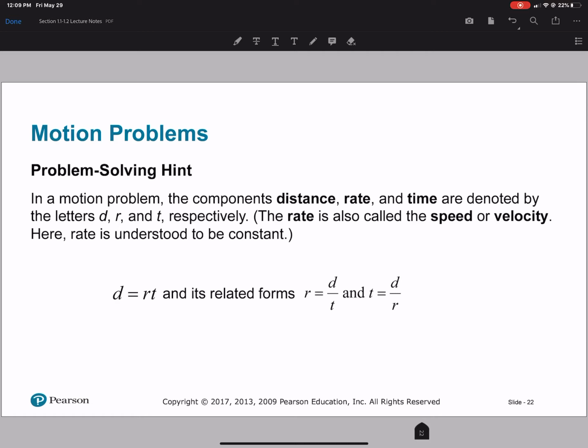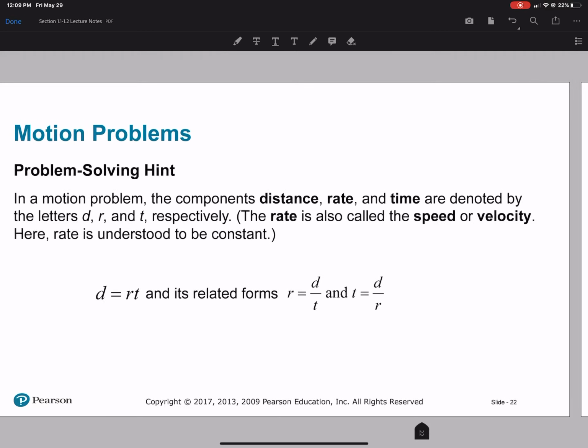So basically they just solved D is equal to RT for R and for T, which you could do with any type of equation. So let's look at some things.